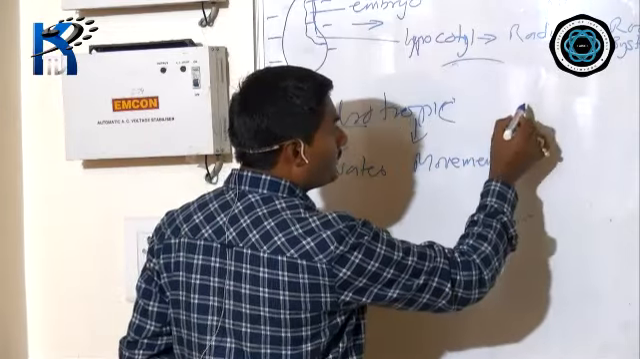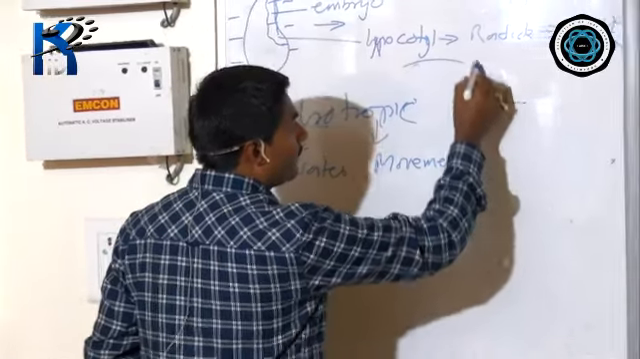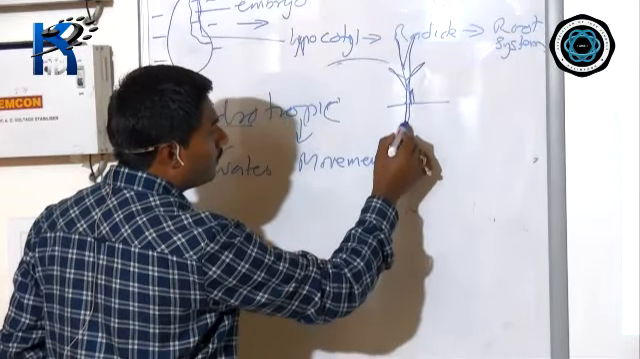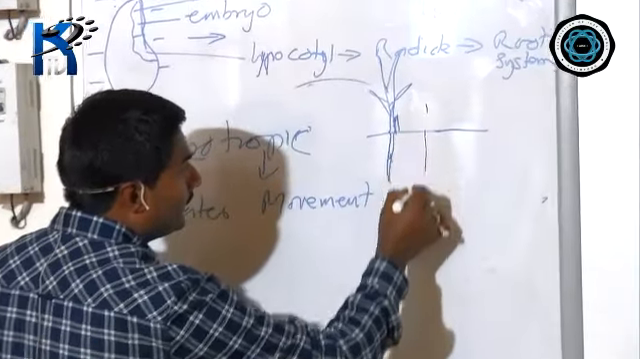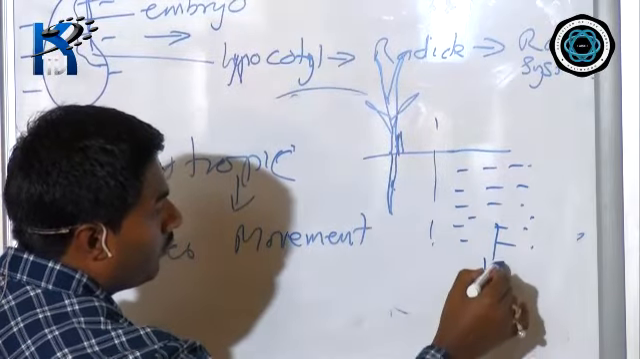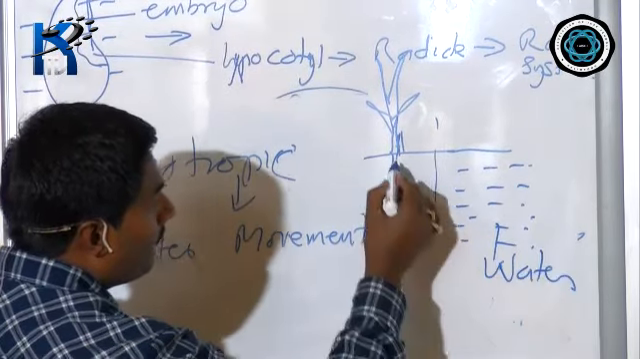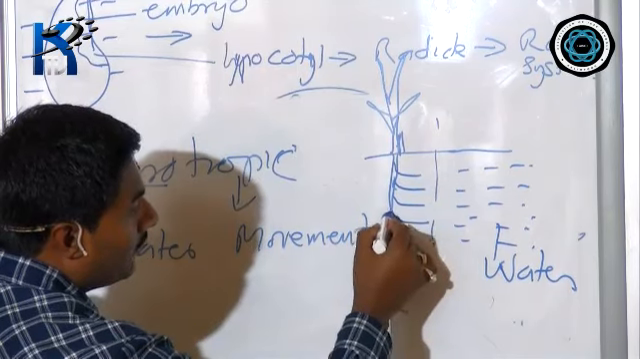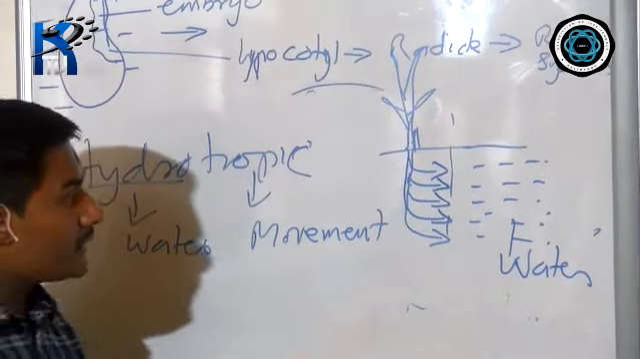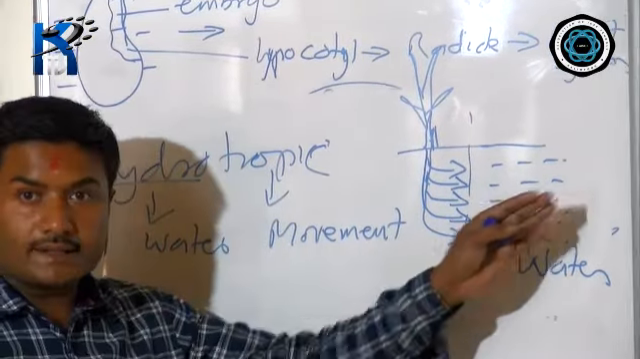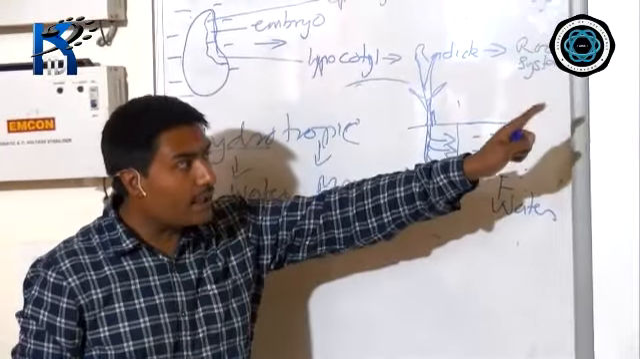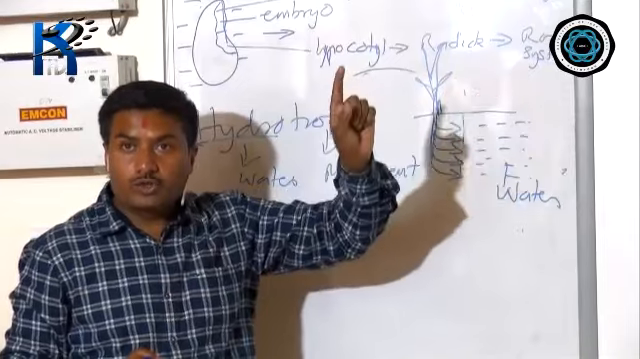Suppose you have a plant out here, and this is the root. Suppose in this direction there is a presence of water. You will find all the roots directing to this region where the water is present. That means the root is moving towards the source of water. That is why roots are called hydrotropic.